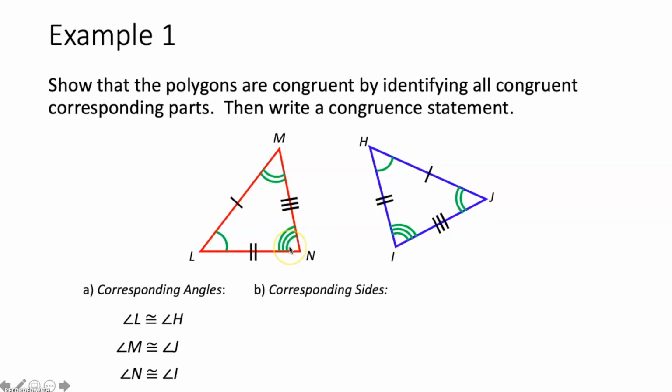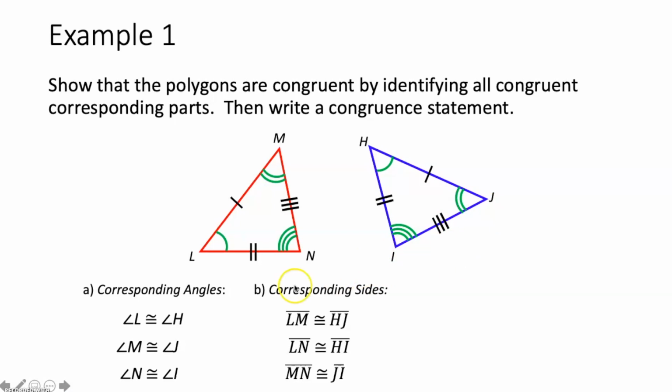So which corresponding sides are congruent? Well, we know that segment LM or ML has one tick mark. Therefore, it's congruent to segment HJ or JH because it also has one tick mark. We know that segment LN or NL has two tick marks. Therefore, it's congruent to segment HI or IH because that also has two tick marks. Lastly, because segment MN or NM has three tick marks, we know it must be congruent to segment JI or IJ because that also has three tick marks.